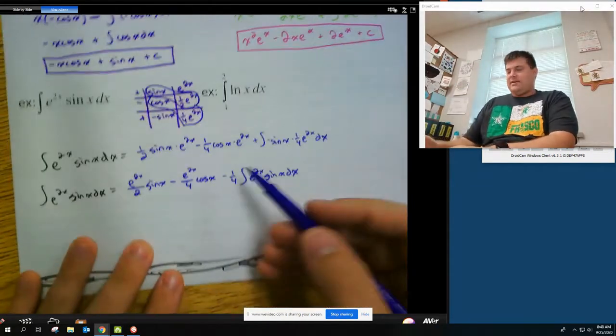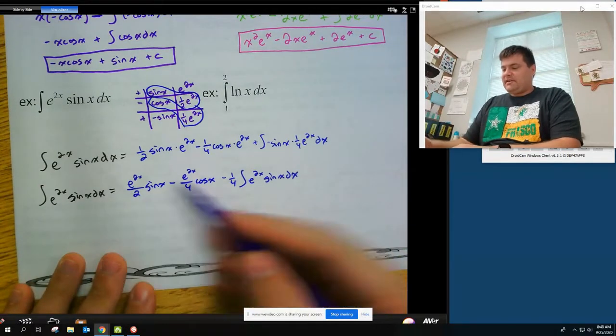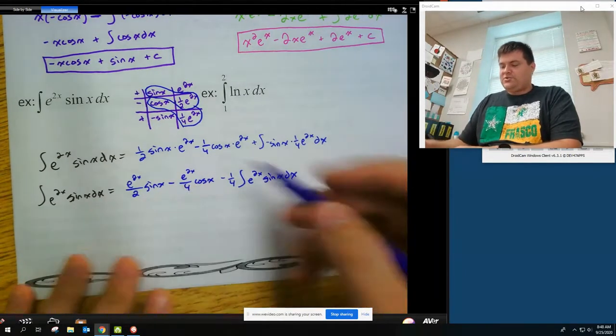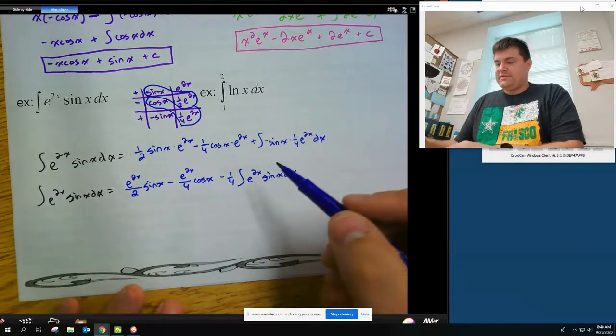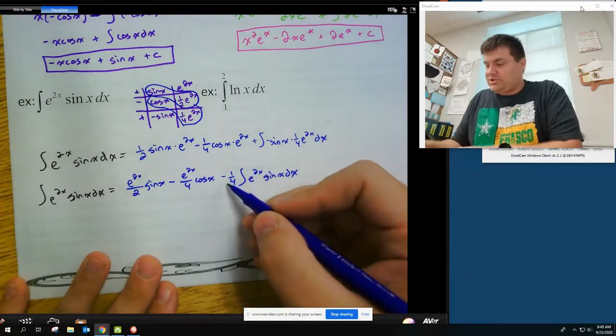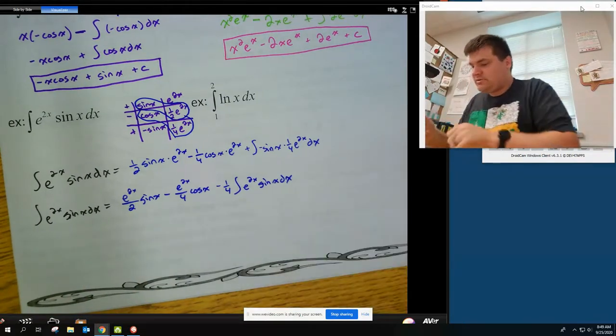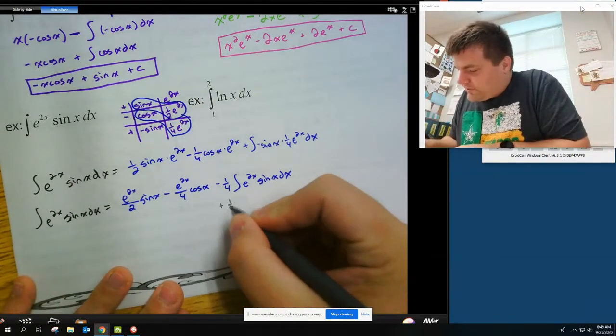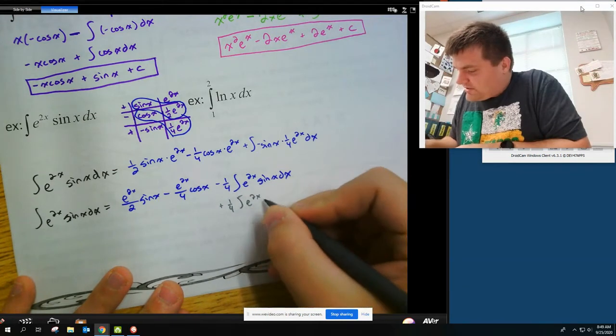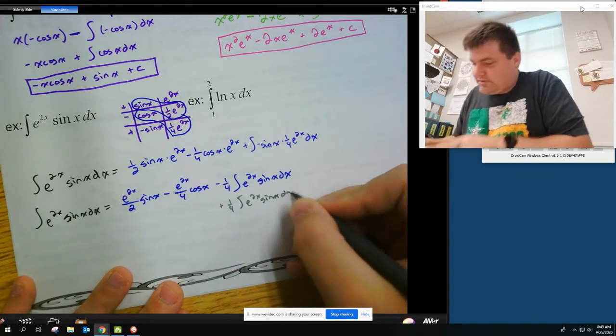Okay. Now look at this. These are the same things over here. So now we can treat this like it's an algebra 1 problem at this point. All we've got to do is just add the 1/4 integral of e to the 2x sine of x dx to both sides.